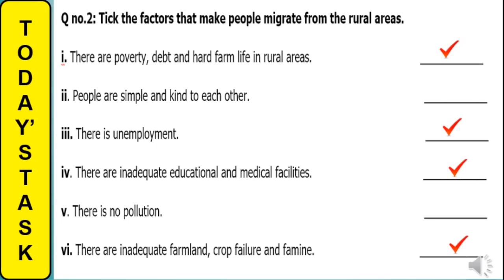Secondly, people are simple and kind to each other. ये फैक्टर जो है वो टिक नहीं होगा. There is unemployment कि वहाँ पे जो है वो jobs नहीं होती. So we will tick that factor as well.